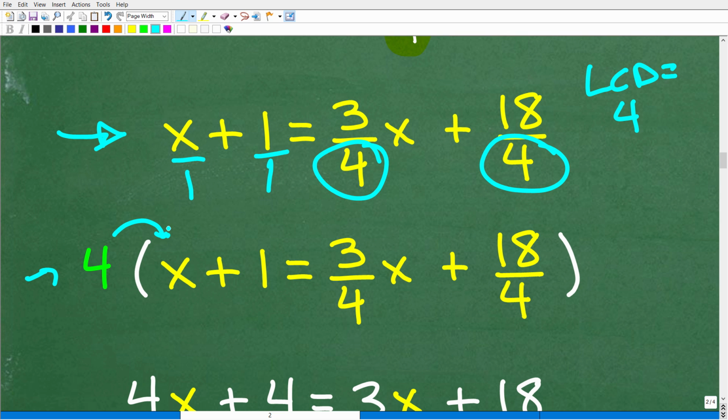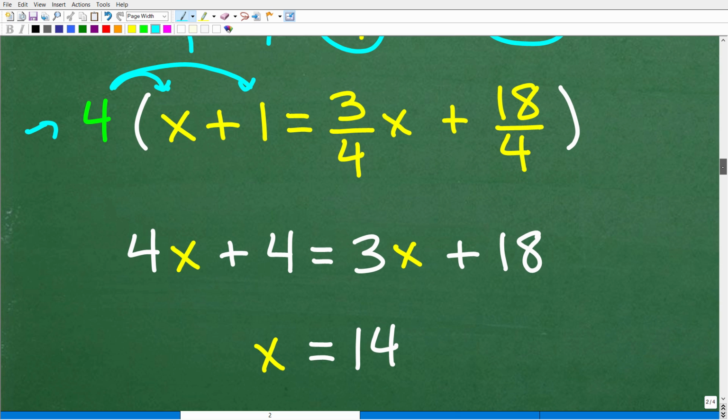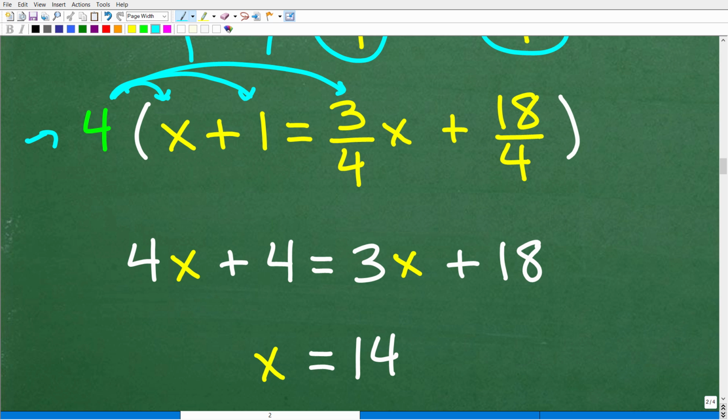So this is going to be 4 times x, 4 times 1. Let me show you the work right here. And then we're going to multiply 4 times 3/4 x and 4 times 18 over 4. Okay, so let's just take this one at a time. So 4 times x is 4x. 4 times 1 is 4. 4 times 3/4, the 4's cross cancel, and you're left with 3x. And then 4 times 18 over 4, the 4's cross cancel again. You're left with 18. All right, so here is our equation.